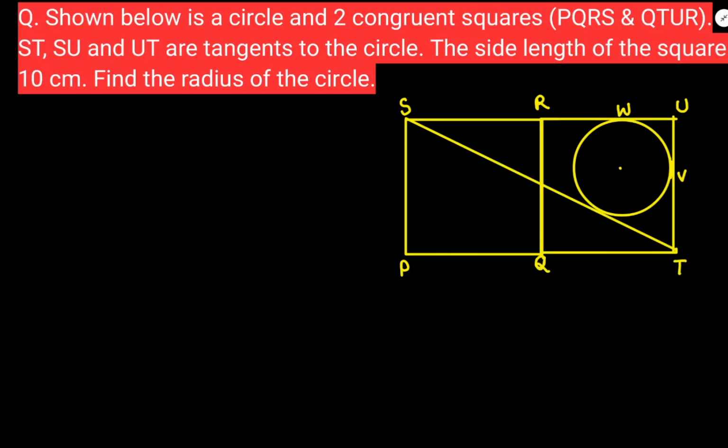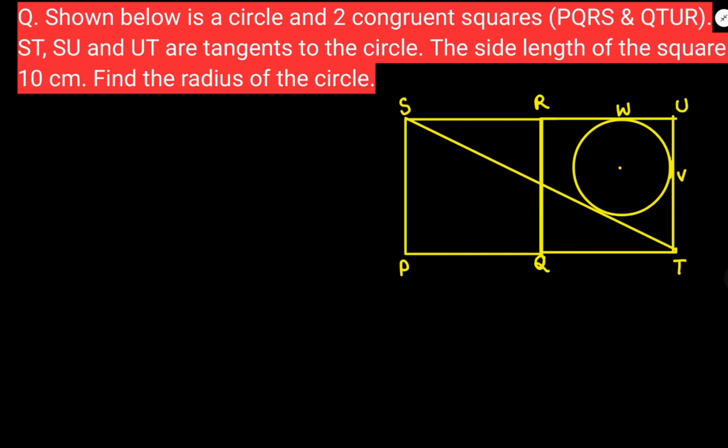Hello beautiful people. So in this video we have a very important and a little bit difficult question. Though it is not difficult if you know the methods and the rules. What we are given here is a circle, and they are telling us that these two squares are congruent. PQRS and QTUR are two congruent squares, right?